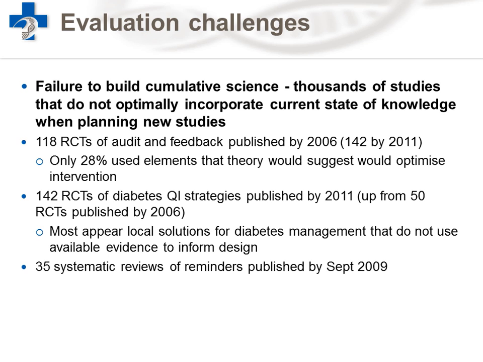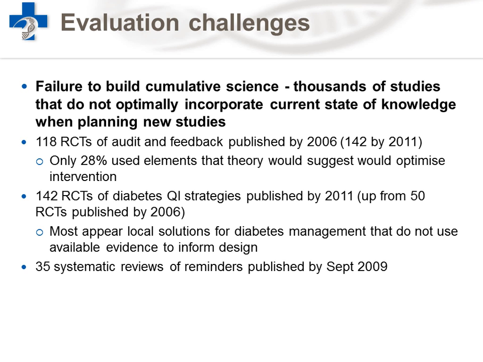I think this is a more worrying problem, which is a failure to build cumulative science. We have thousands of studies that don't optimally incorporate the current state of knowledge when planning new studies. One of the ideas about science is you say, what do we know now? What do we need? What's the next question? Let's try and answer that in the context of what we know now, and see if we've advanced knowledge. So you might imagine that if we tested, say, A versus B and B was better, then future studies would have B as the control or standard of care, and you test B versus C.